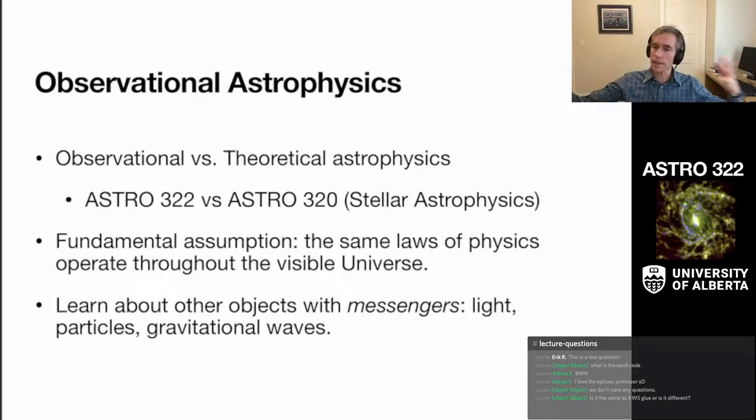We look out and say, does our theory explain this amount of messenger? Do we see the right kind of light? Do we see appropriate particles from this event? Do we see gravitational waves? Can we explain all of these things from the messengers we receive?